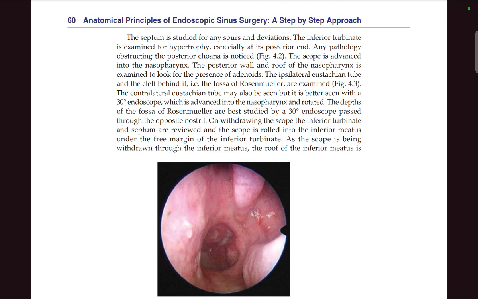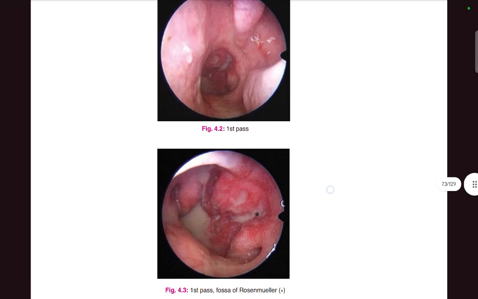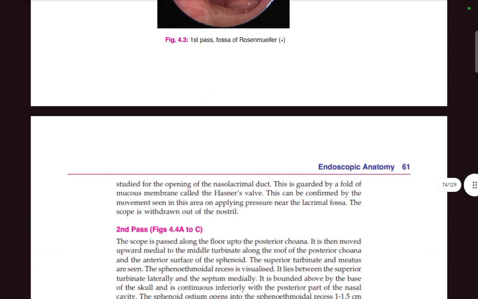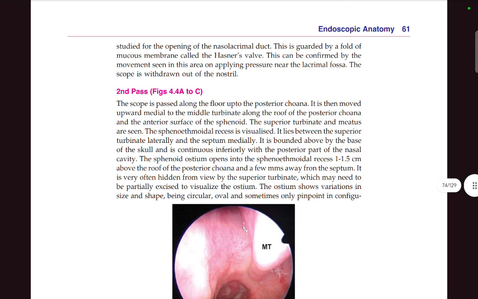As the scope is being withdrawn through the inferior meatus, the floor of the inferior meatus is studied for the opening of the nasolacrimal duct. This is guarded by a fold of mucous membrane called the Hasner valve. This can be confirmed by the movement seen in this area on applying pressure near the lacrimal fossa. The scope is withdrawn out of the nostril.